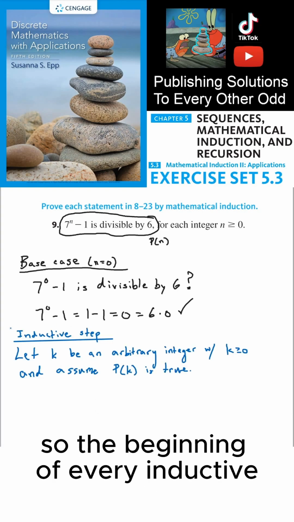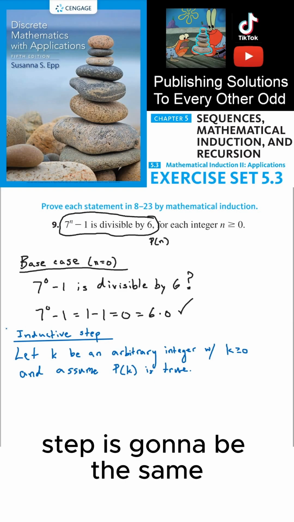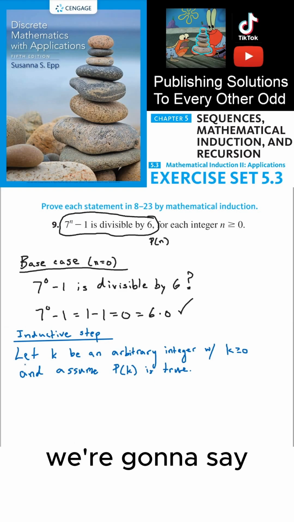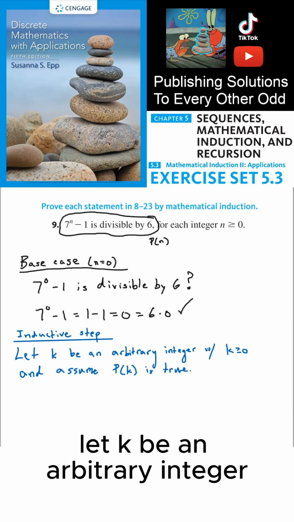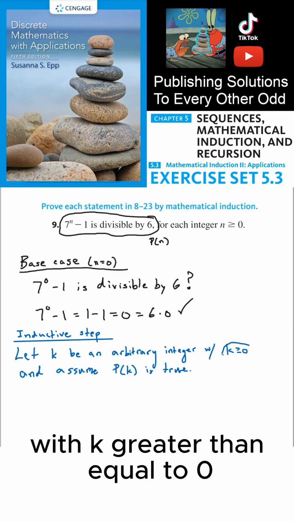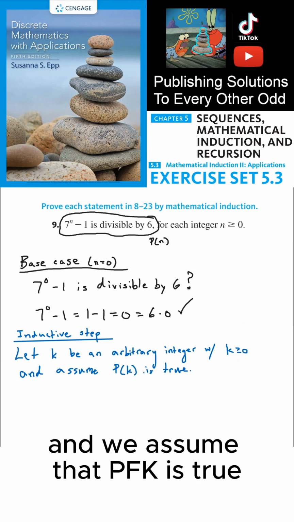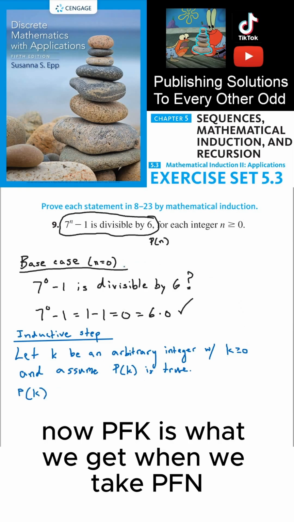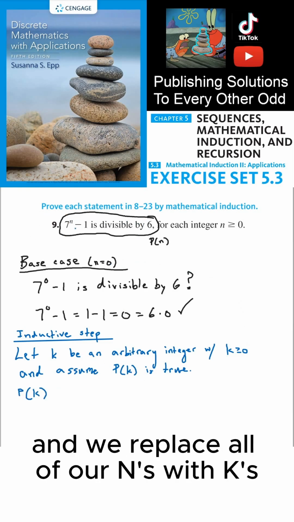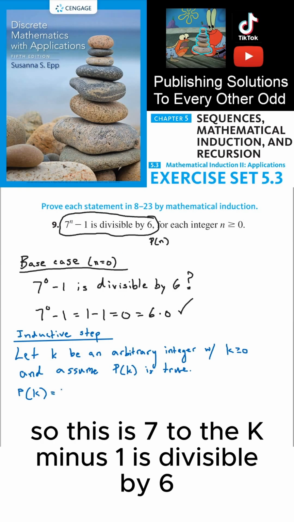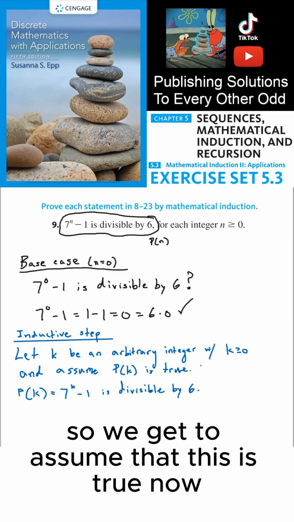The beginning of every inductive step is going to be the same for mathematical induction. We say let k be an arbitrary integer with k greater than or equal to 0. We use 0 in this case because that's our base case. And we assume that P of k is true. P of k is what we get when we take P of n and replace all of our n's with k's. So this is 7 to the k minus 1 is divisible by 6. So we get to assume that this is true.